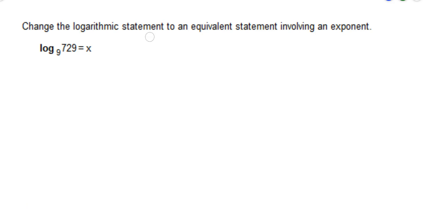Change the logarithmic statement to an equivalent statement involving an exponent. Our logarithmic statement is log base 9 of 729 equals x. So first let's look at the relationship between logs and exponentials. If we have a log equation like y equals log base b of x, the equivalent exponential equation would be b to the y equals x. Let's take a closer look.